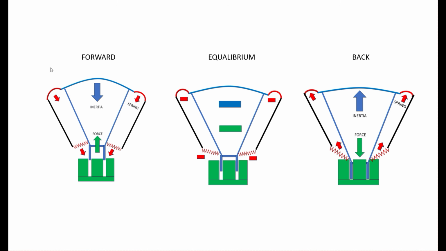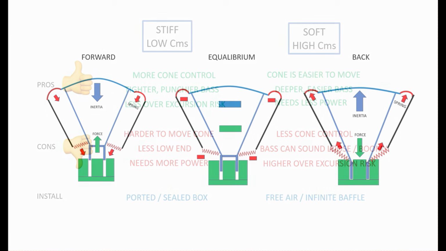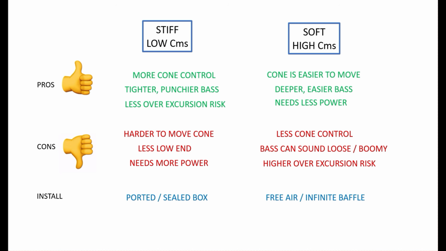But what that also means for the speaker is that the cone is less controlled, right? It takes less energy to move the cone back and forward. That's why the stiffness of the suspension is important, because it tells us how controlled the speaker will behave. So this is especially important when we're looking at mid-bass and subs.